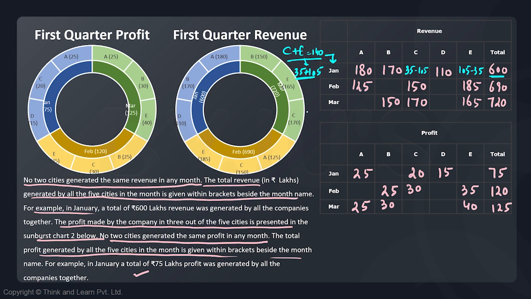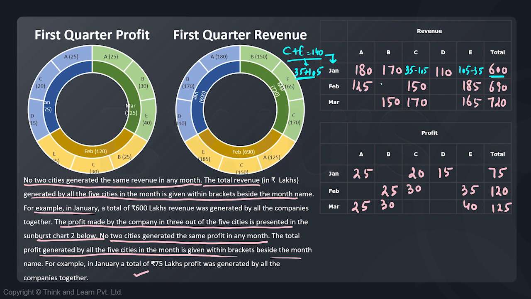Exactly the same way I have to do for February as well. 125 plus 150, that is 275, plus 185, that is 460. 460 minus 690 is once again 230. Sum of these two numbers is 230, but none of them can be even equal to 125. So that means maximum 120 I can reach, and sum has to be 230.